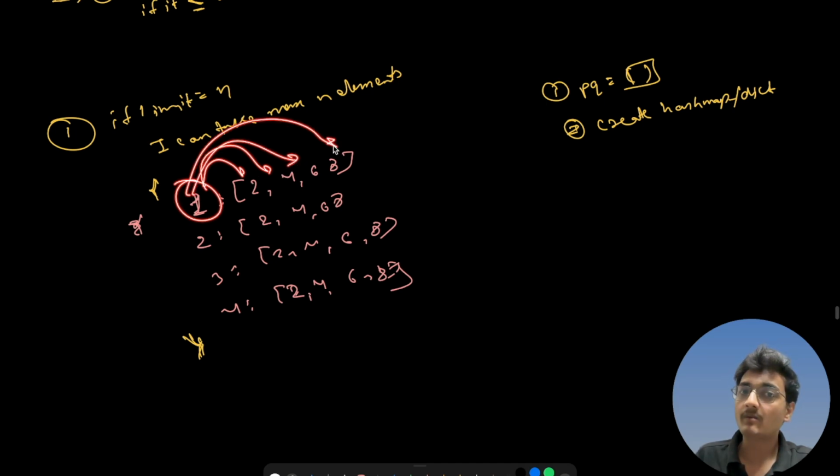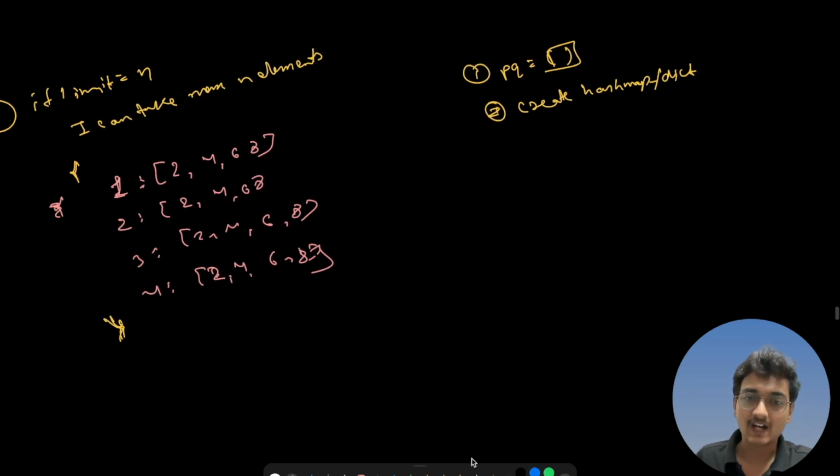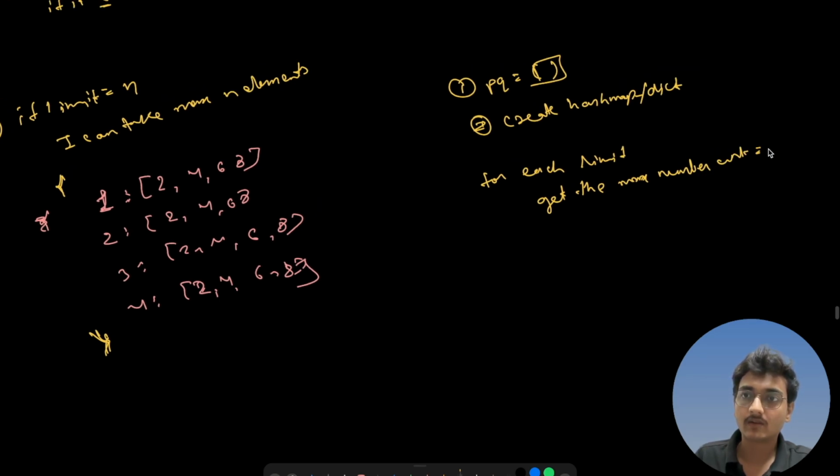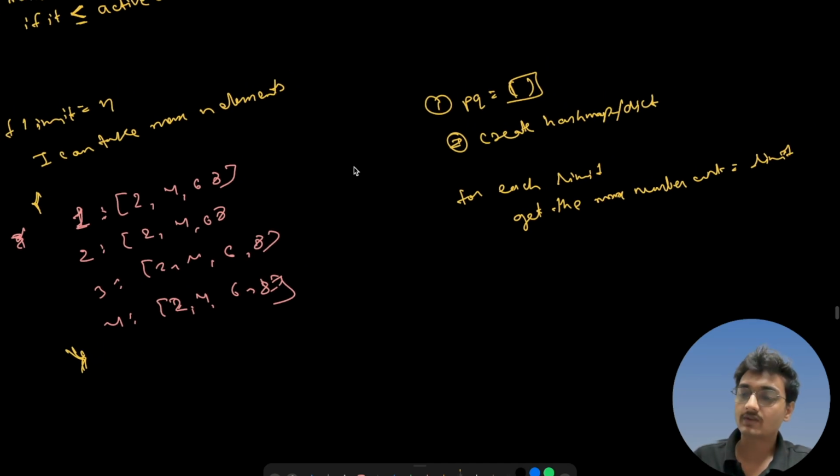Now my task is really simple. If the limit is 1, I need to take the top 1. If it is 2, I need to take the top 2. So for each limit, get the max numbers, with count equal to the limit. For 1, I need to take only the first maximum. For 2, I need to take the top 2 maximums. I hope the approach and intuition are clear.